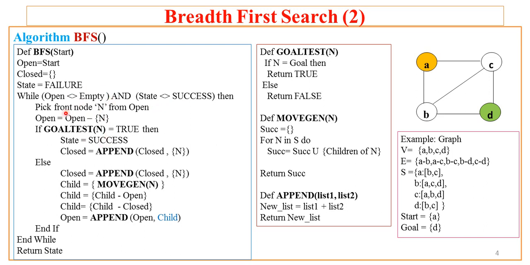So initially we'll pick the front node from the open list, and we'll remove that node which we already picked up from the open, so that the remaining nodes will be appearing in the open. So we do that at this step, just focus where I'm pointing here. Now we go for the goal test function.